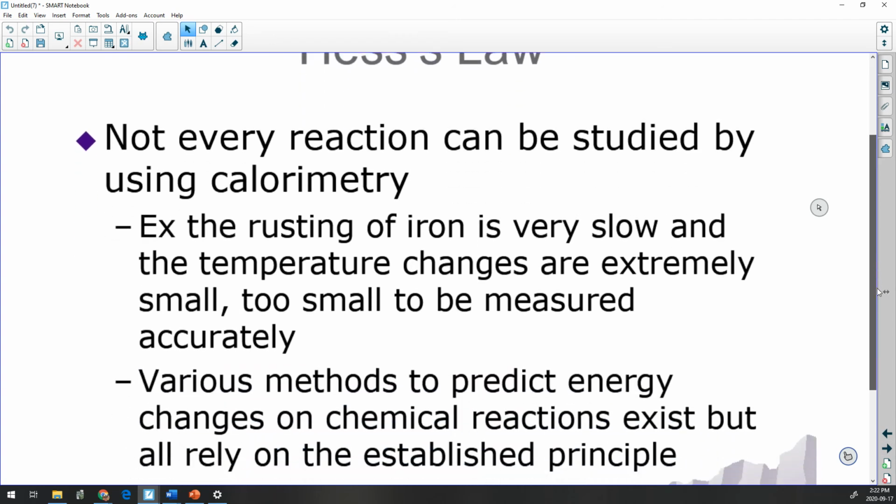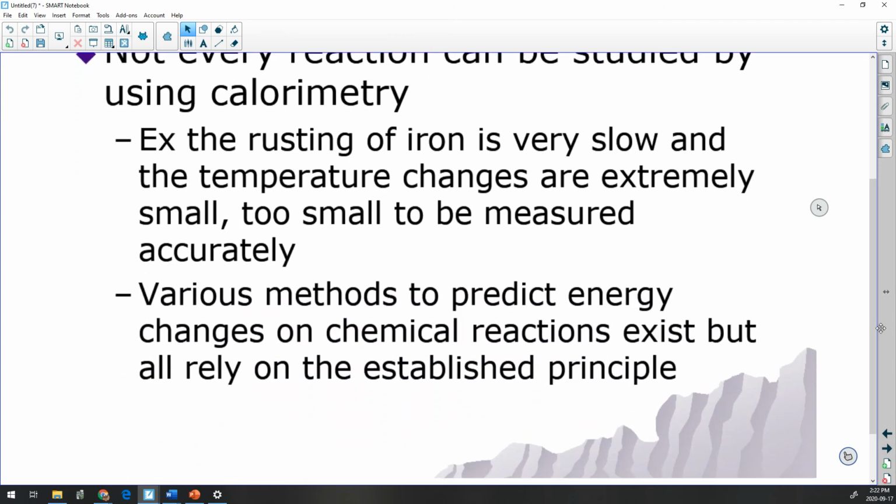Okay, we talked about this. The other thing is we can't study the rusting of iron, the oxidation of iron, because it takes a long time. So we have two methods that we're going to use. Both of them rely on an existing principle, and that is basically that it doesn't matter what pathway something uses to get to the final point, only the difference between where it started and where it ends.